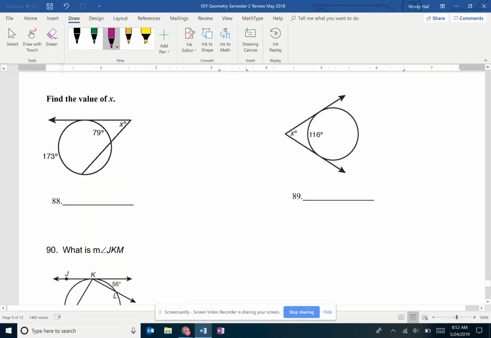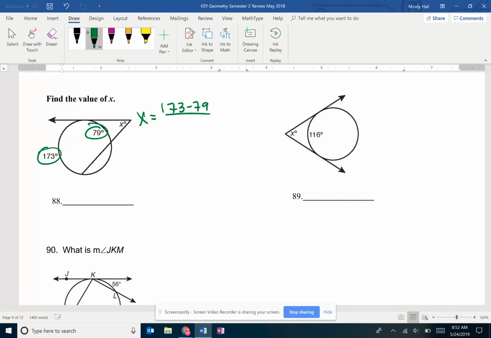So for 88, we want to find the value of x. Since it is outside, we are going to subtract these two arcs. So x equals 173 minus 79 divided by 2. So that would be 94 divided by 2, which is 47 degrees.